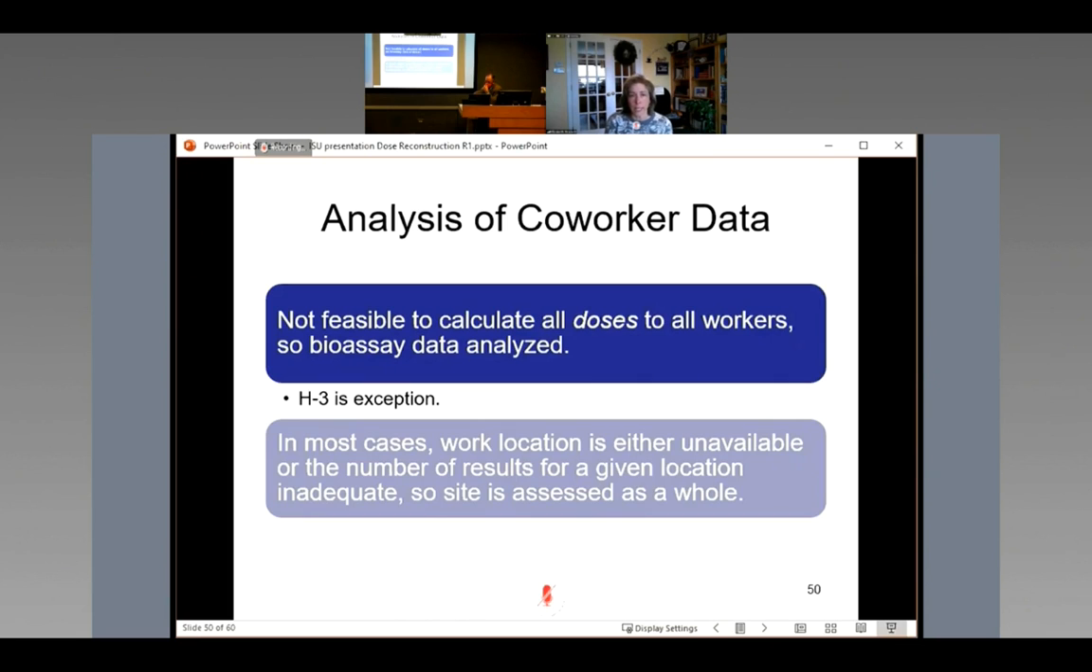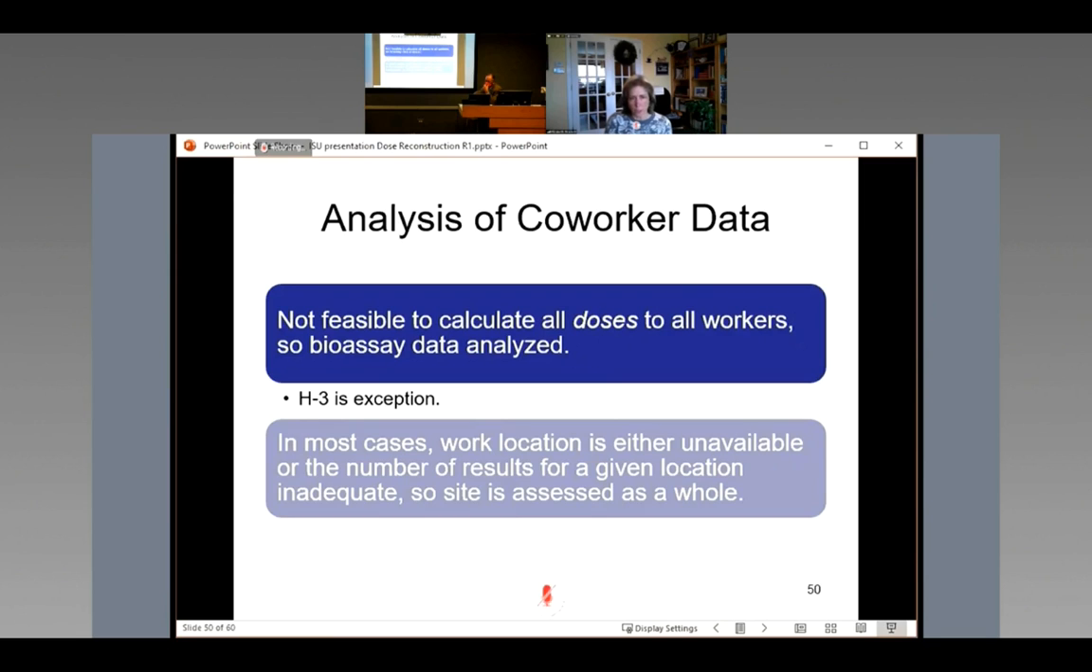We do actually have large databases from a number of sites. We've either gotten hard copy records of the history of all their bioassay, or the site had a database of their own and we now have it. So we have a great deal of information with which to do an analysis. But again, we don't have the information for doing individualized doses to the people.